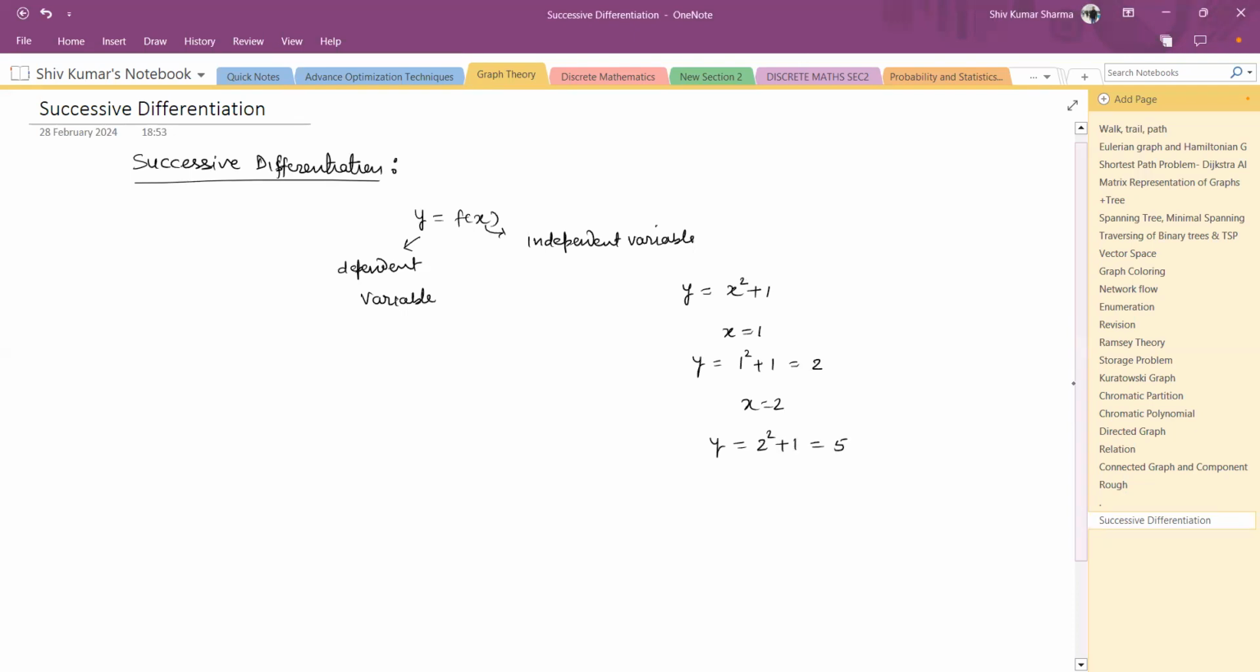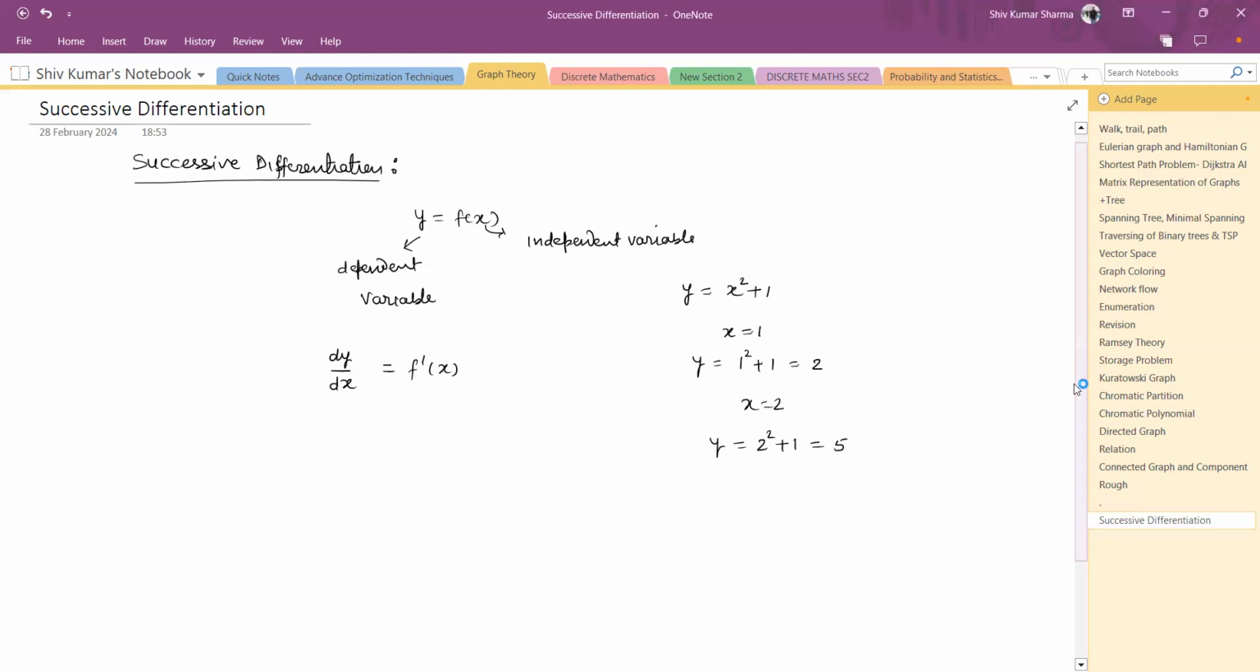So we see that when we change the value of x, y will change accordingly. Here we can say that y depends upon x. So x is the independent variable, y is the dependent variable. Now let's talk about the derivative. Suppose we calculate the first derivative, we represent it as dy upon dx. This can be represented as f dash x.